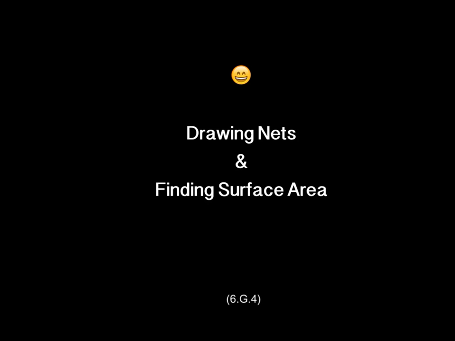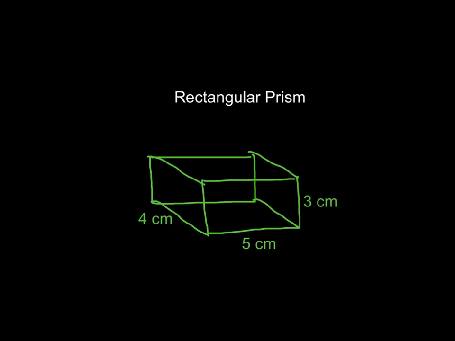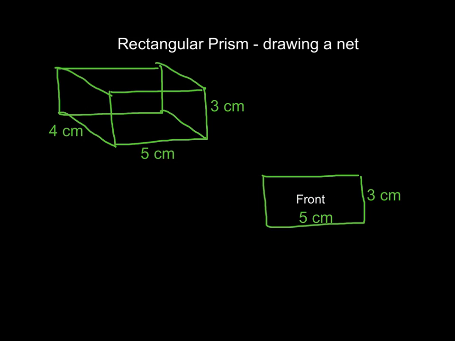This lesson is going to go through drawing nets and finding surface area. We're going to start with a rectangular prism, which is made up of rectangular faces. This rectangular prism is going to be used throughout the whole lesson to keep things consistent. Remember, the net is going to be a drawing of the three-dimensional shape flattened out into 2 dimensions.